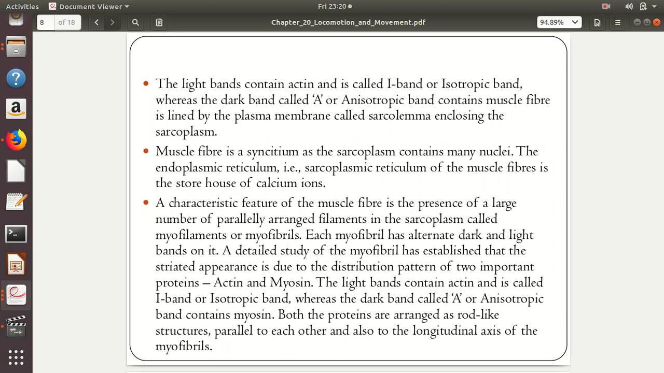One of the characteristic features is the dark band and light band, and we have again discussed both the proteins. They are arranged as rod-like structures parallel to each other and also to the longitudinal axis of the myofibrils.